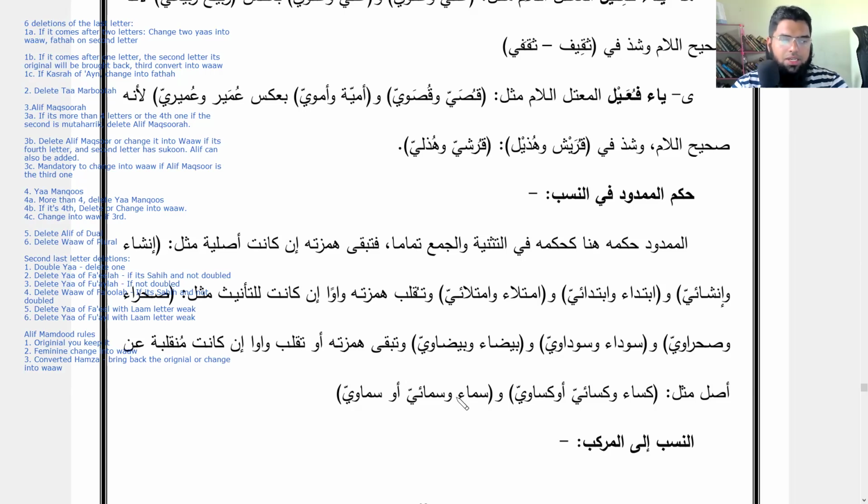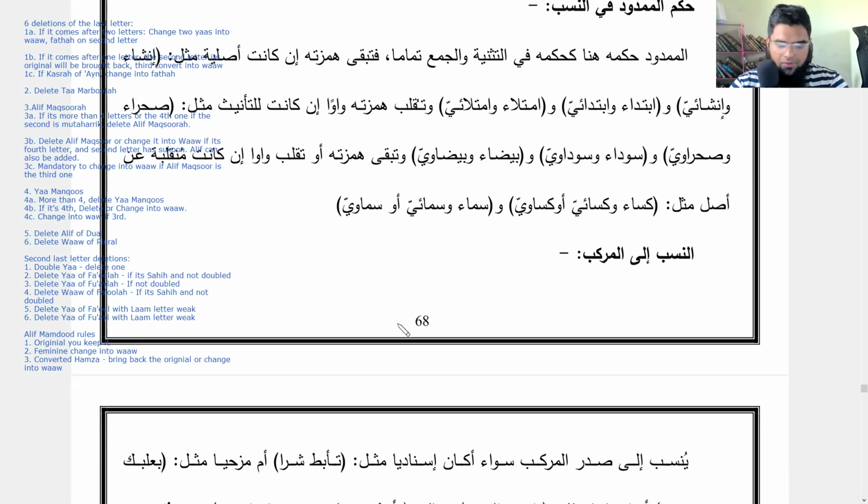If a wow or ya comes at the end, after an alif which is an extra, it will be changed into hamza. Sama'i or samawi. Then we have النسب إلى مركب.